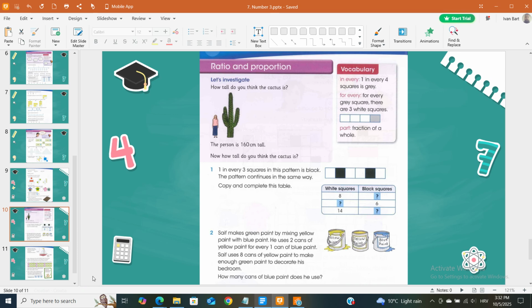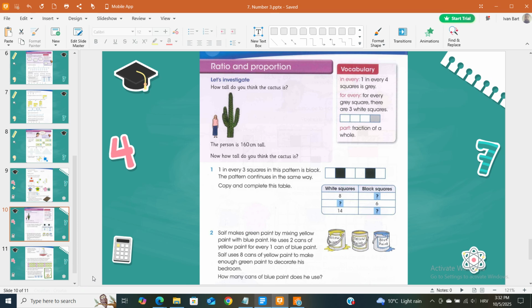1 in every 3 squares in this pattern is black. The pattern continues in the same way. Copy and complete this table. Saif makes green paint by mixing yellow paint with blue paint. He uses 2 cans of yellow paint for every 1 can of blue paint. Saif uses 8 cans of yellow paint to make enough green paint to decorate his bedroom. How many cans of blue paint does he use?